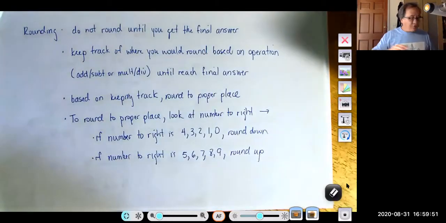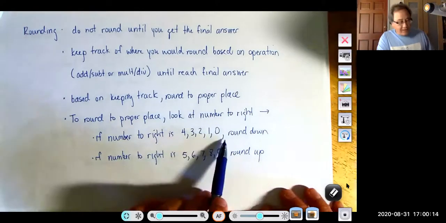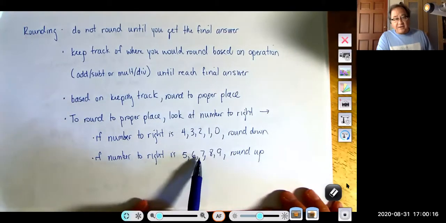Okay. Rounding. Do not round until you get the final answer, but keep track of where you would round based on the operation until you reach the final answer. And then when you get there, you're going to have to keep track of where you should have been, and then you round to the proper place. And when you're rounding, you only look at the number to the right of where you're going to round. And if it's a 4, 3, 2, or 1, you round down. If it's a 5, 6, 7, 8, or 9, you round up.